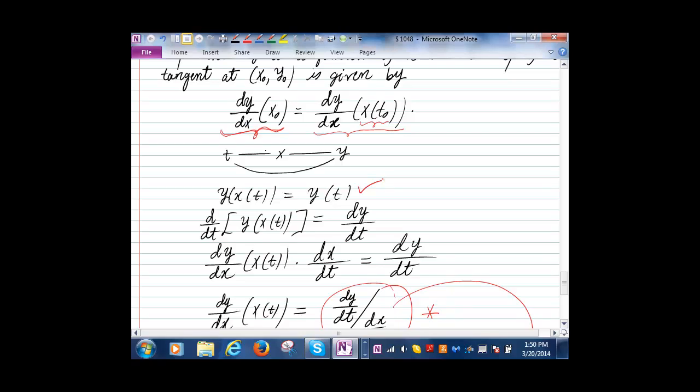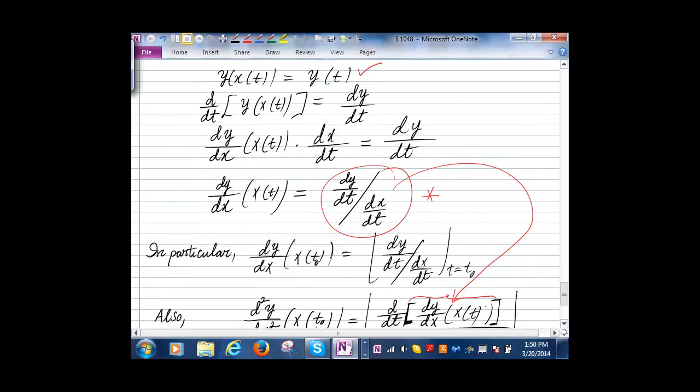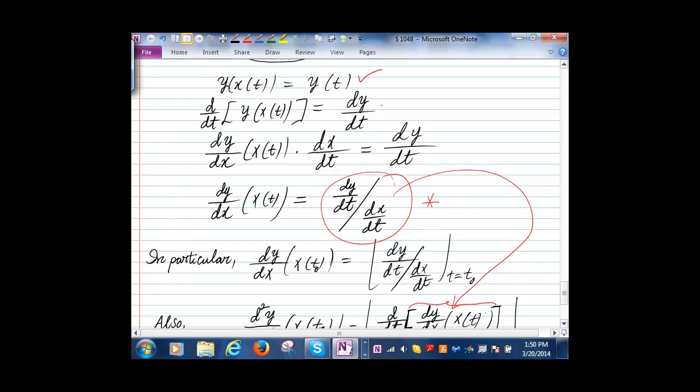So I'm assuming that I have a formula for y in terms of x, and then I'm replacing x by x of t. So I am expressing y in terms of t. Well, that should be the same as whatever is given in the question, y of t, right? So then, once I obtain this equation, I can take the derivative of both sides.